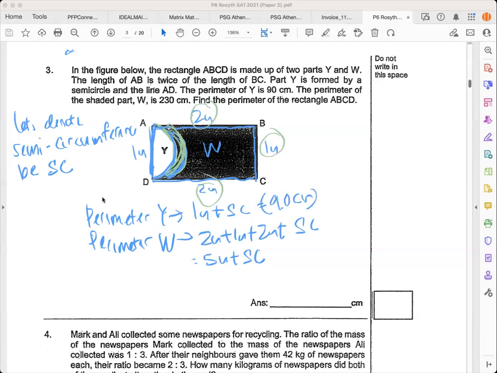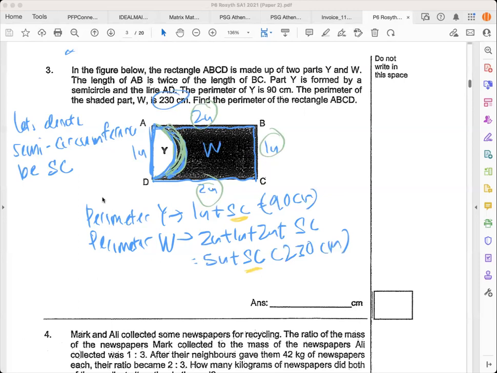And the perimeter of W is 230. So this is 230 centimeters. If you compare the perimeters of Y, X and W, you will notice that there's a common base, which is SC.